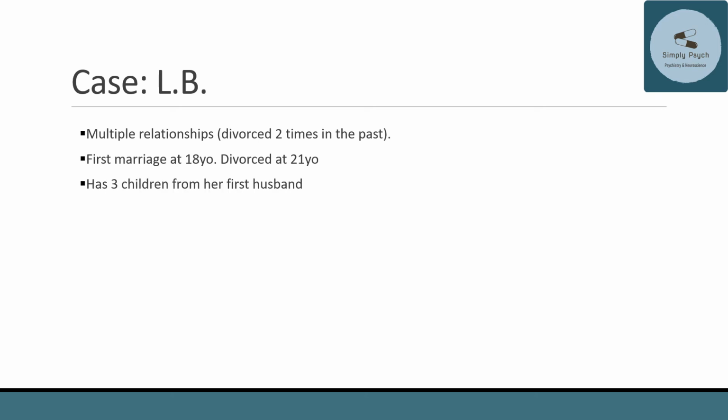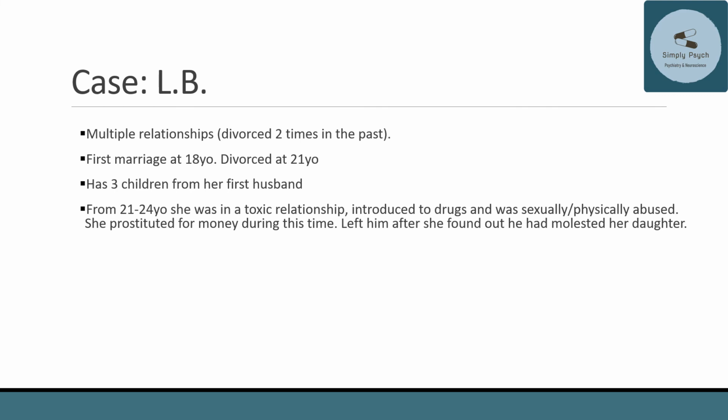She has 3 children from her first husband. From 21 to 24, she was in a toxic relationship. She was introduced to drugs and was sexually and physically abused. In fact, the man that she was with prostituted her, or encouraged her to prostitute for money during this time, so that they could use drugs. She eventually left him after she found out that he had been molesting her daughter.